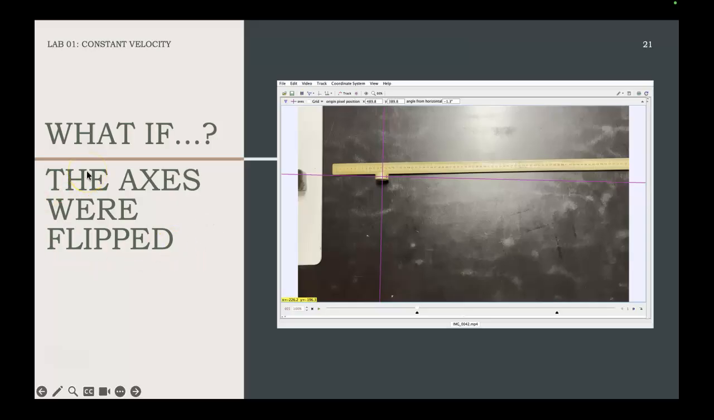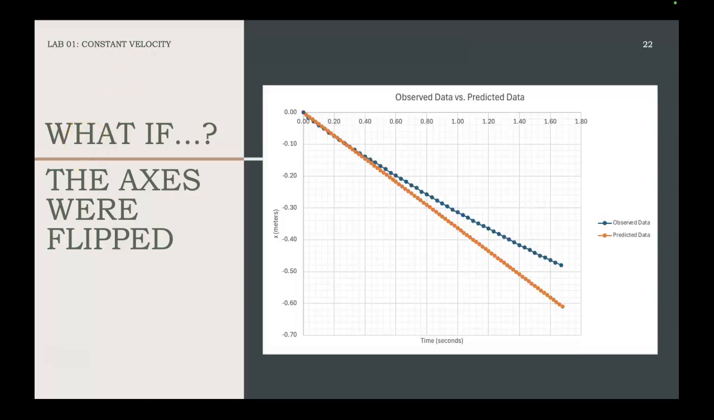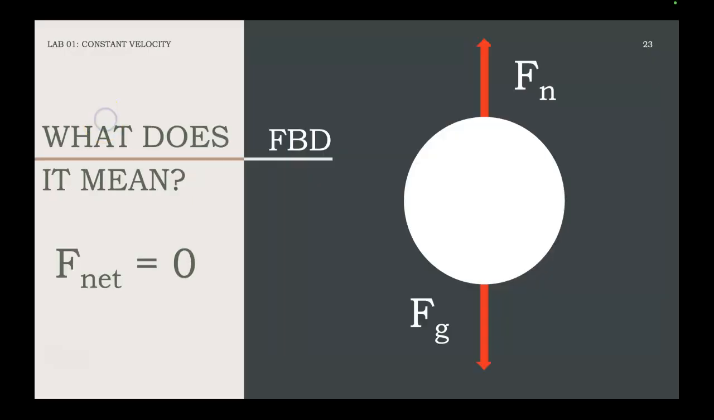So we want to answer what if the axes were flipped, and in this case, if they were interchanged, our slope for the two graphs would just yield as negative. And then we also want to answer what does it mean in terms of identifying the push and pull forces. So we have a free body diagram here that shows that normal force and force of gravity are equal and opposite, so F net would equal 0.